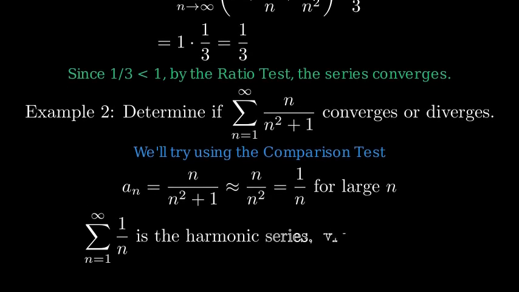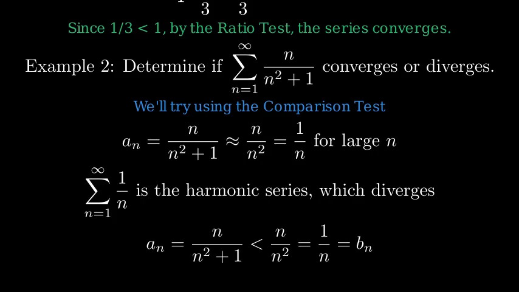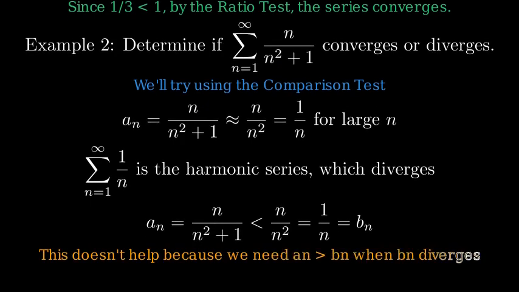We know that the sum of 1 over n is the harmonic series, which diverges. But to use the comparison test properly, we need to establish an inequality. For all n greater than or equal to 1, n divided by n squared plus 1 is less than n divided by n squared, which equals 1 over n. So we have a sub n less than b sub n, where the sum of b sub n, the harmonic series, diverges. But this doesn't allow us to conclude anything using the direct comparison test.